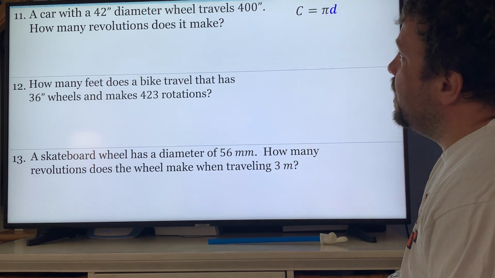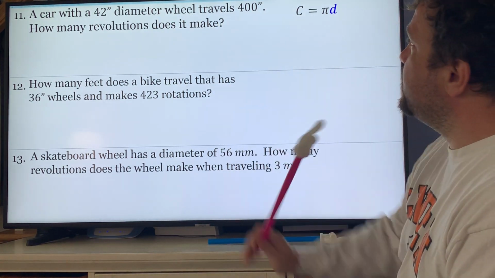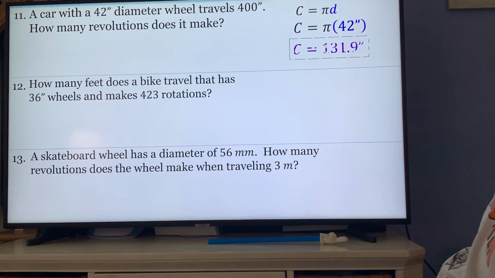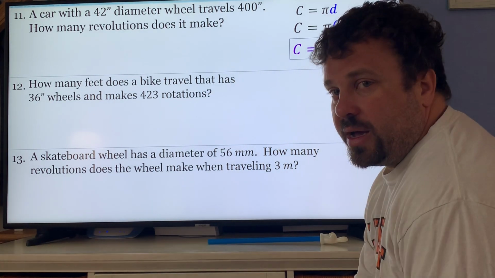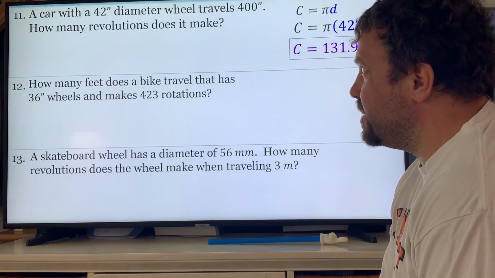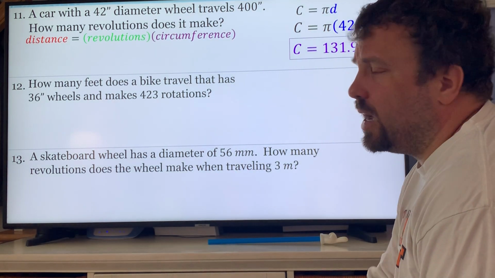So we have the word diameter, so we're going to use pi d. First thing we have to do, 42-inch diameter. We're going to find our circumference. Step 1, circumference. 42 times pi is 131.9 inches. Now remember, leave it to about the 10th place. Remember the rule: distance is revolutions times circumference.